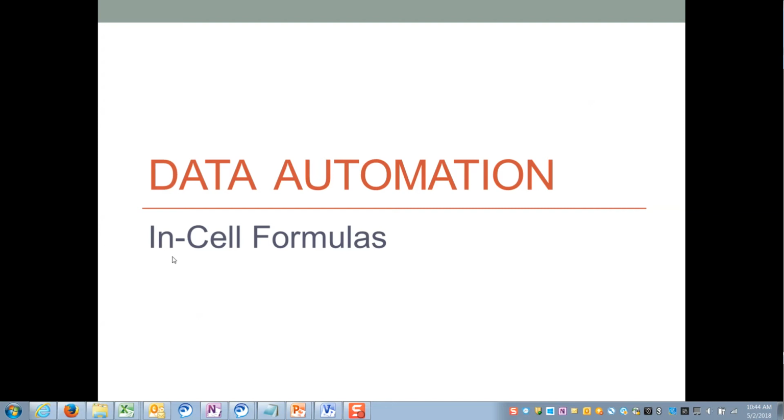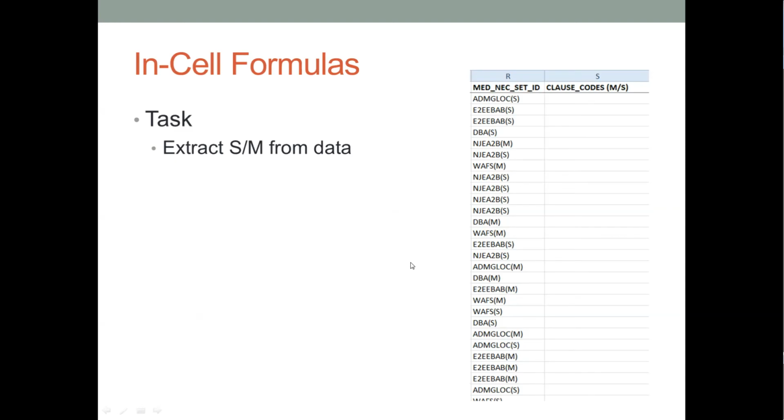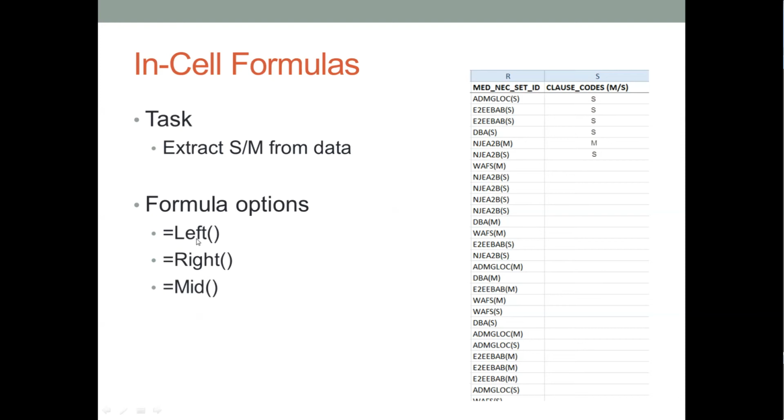Hello. We are discussing writing in-cell formulas as a way to achieve data automation and help you automate the way you work with data. So we left off with the task of having to parse this data, extracting this last value, S or M, into this column here. We started to use left and right, and we used a helper column to achieve that.